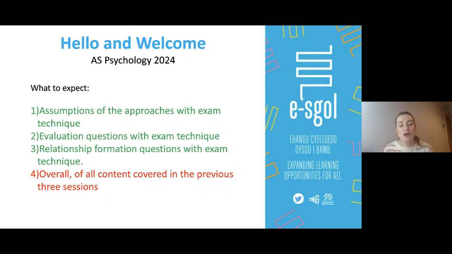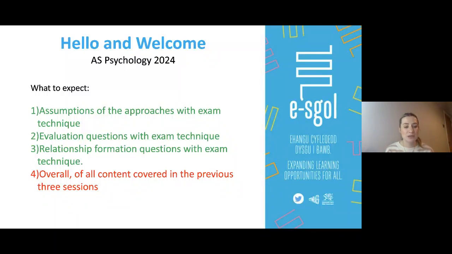On the screen there are the titles of the sessions that I have already been through and a little overview of what we are going to be doing in today's session. So the sessions that I've covered already have looked at the assumptions of the approaches, and we've looked at lots of different exam technique within that. We've also looked at evaluation questions, again with some exam technique. And then last, we did some relationship formation questions with some exam technique.